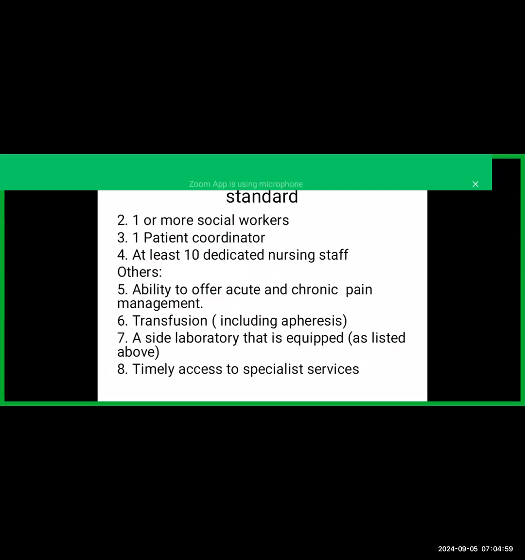So what other things do we require in the minimum standard? 1 or 2 social workers, a patient coordinator, at least 10 dedicated nursing staff, and this is to allow shifting among the nurses. Then they must have the ability to offer acute and chronic pain management. They should be able to transfuse in the clinic and the side lab, as I discussed earlier, and have timely access to specialist service.